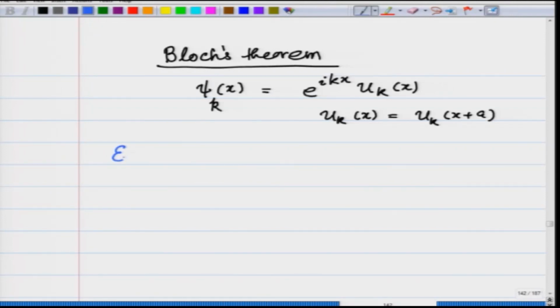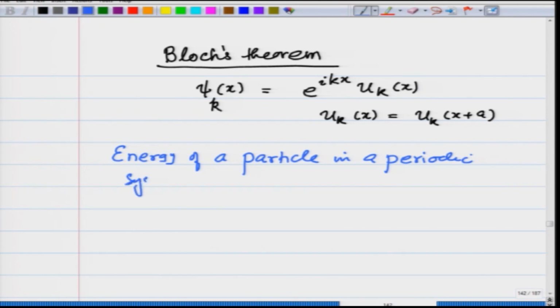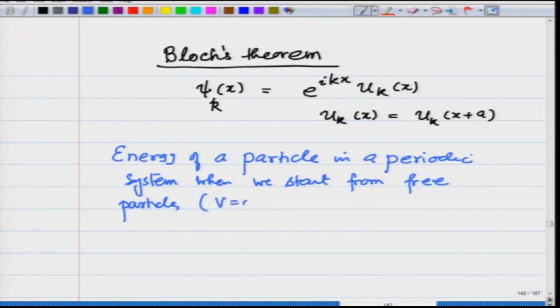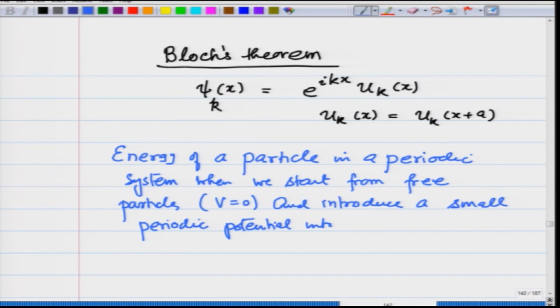So, we are now going to focus on the energy of a particle in a periodic system, when we start from free particles or electrons, which means V equals 0, and introduce a small periodic potential into the system.